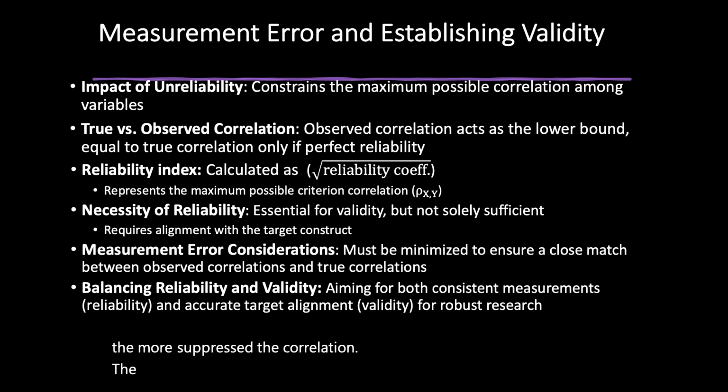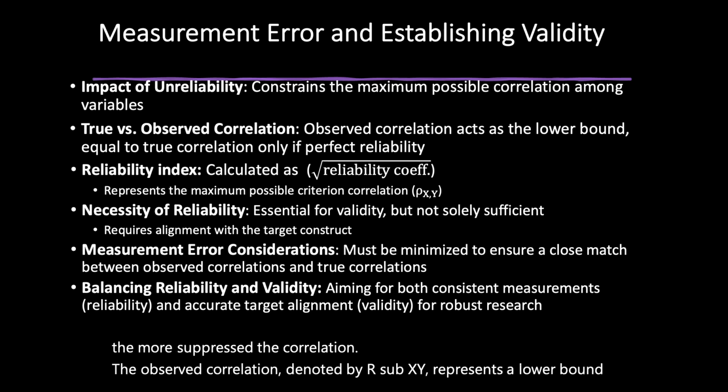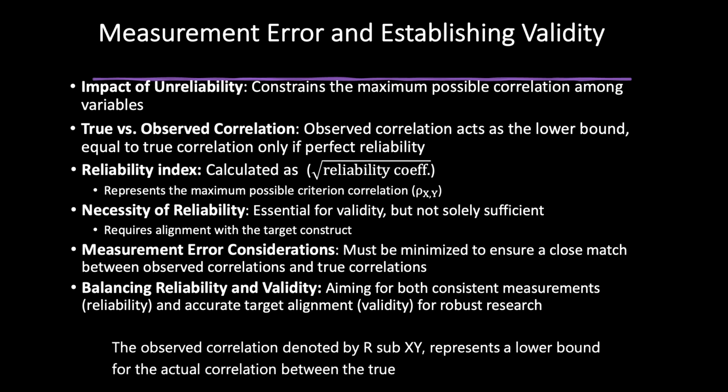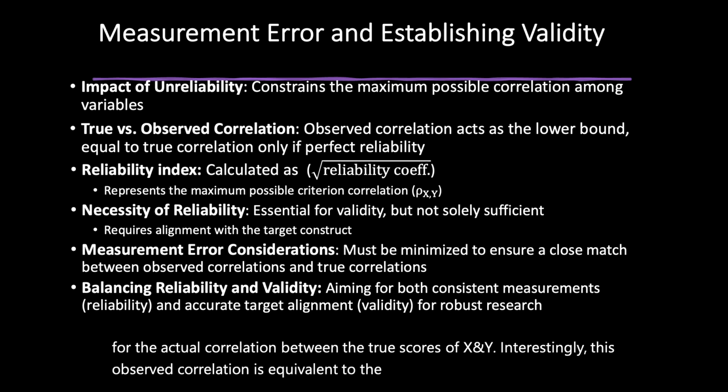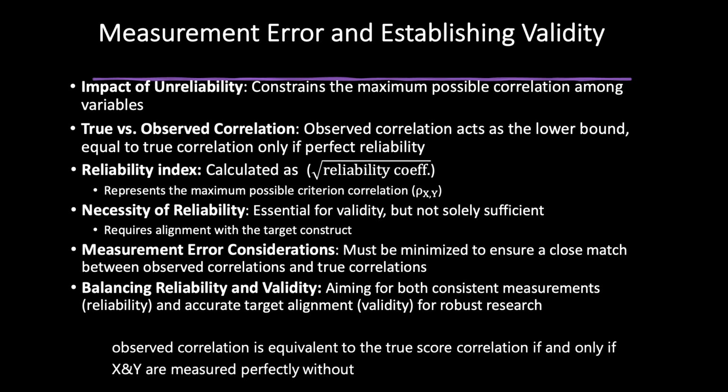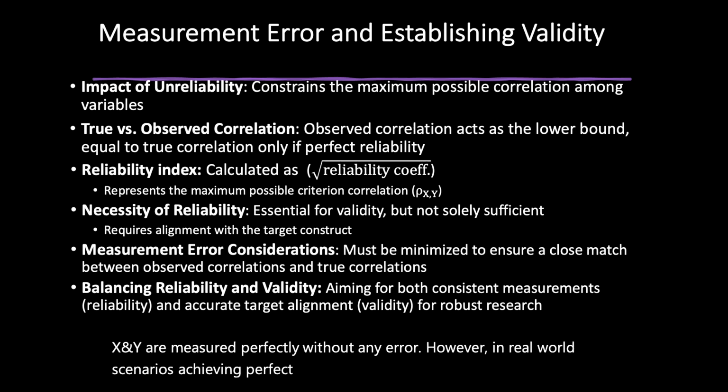The observed correlation, denoted by R sub xy, represents a lower bound for the actual correlation between the true scores of x and y. Interestingly, this observed correlation is equivalent to the true score correlation if and only if x and y are measured perfectly without any error. However, in real-world scenarios, achieving perfect reliability is rare, if not impossible.